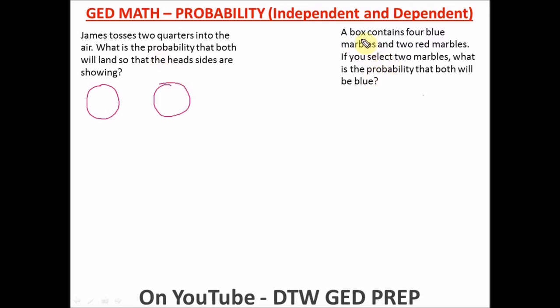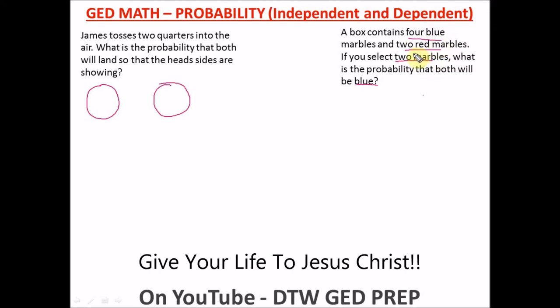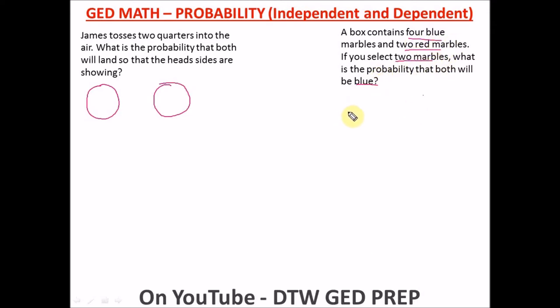Now we have this question. It says a box contains four blue marbles and two red marbles. If you select two marbles, what is the probability that both will be blue? Now let's illustrate this with a diagram. In maths, it's always good to illustrate every question. It would help you understand, especially when it's a word problem. You can underline the keywords and also illustrate the question on your rough piece of paper during your test. So here, a box contains four blue balls. Let's draw the box. So we have a box here.